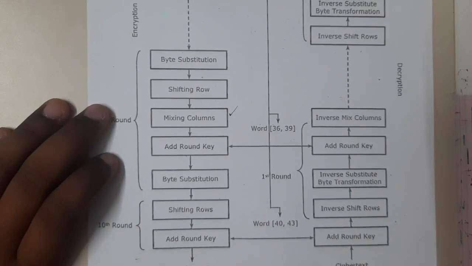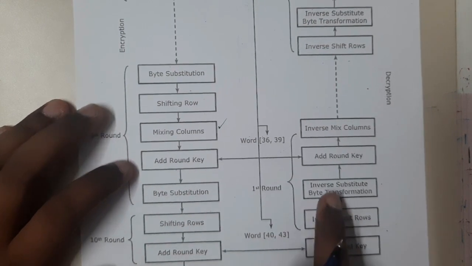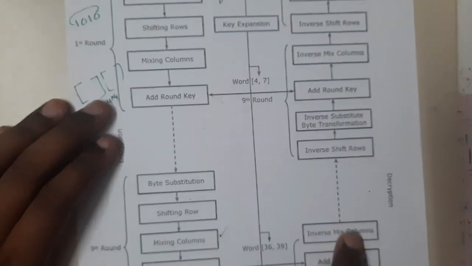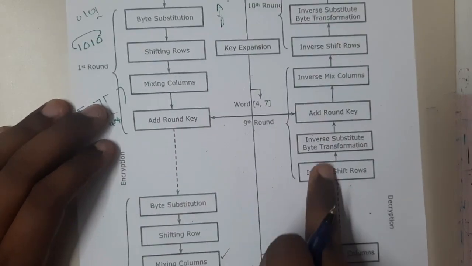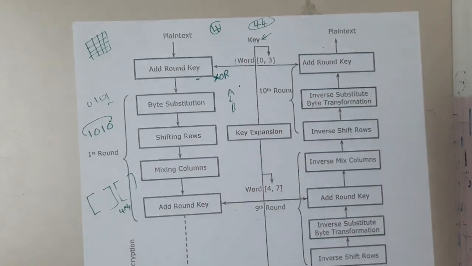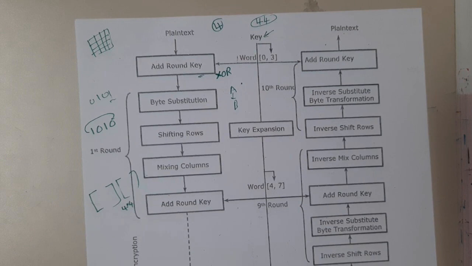The receiver will get it and he will do the reverse operation: inverse row shift, inverse substitution byte transformation, add round key, and inverse multiplication or inverse mix columns. Everything will be done in the reverse way, and after 10 rounds he will get the plain text. This is the exact working of AES, guys. AES is nothing but the Advanced Encryption Standard.